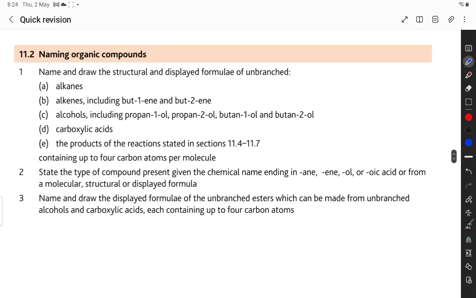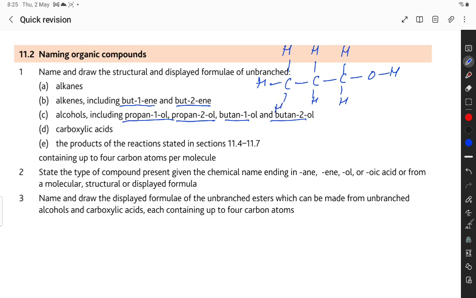Naming organic compounds. Name and draw the structural and displayed formula of unbranched alkanes, alkenes including but-1-ene and but-2-ene, propan-1-ol, propan-2-ol, butan-1-ol, butan-2-ol. This is propan-1-ol. And this is propan-2-ol, the second carbon having an OH group, with H, H, and H. This is propan-2-ol.